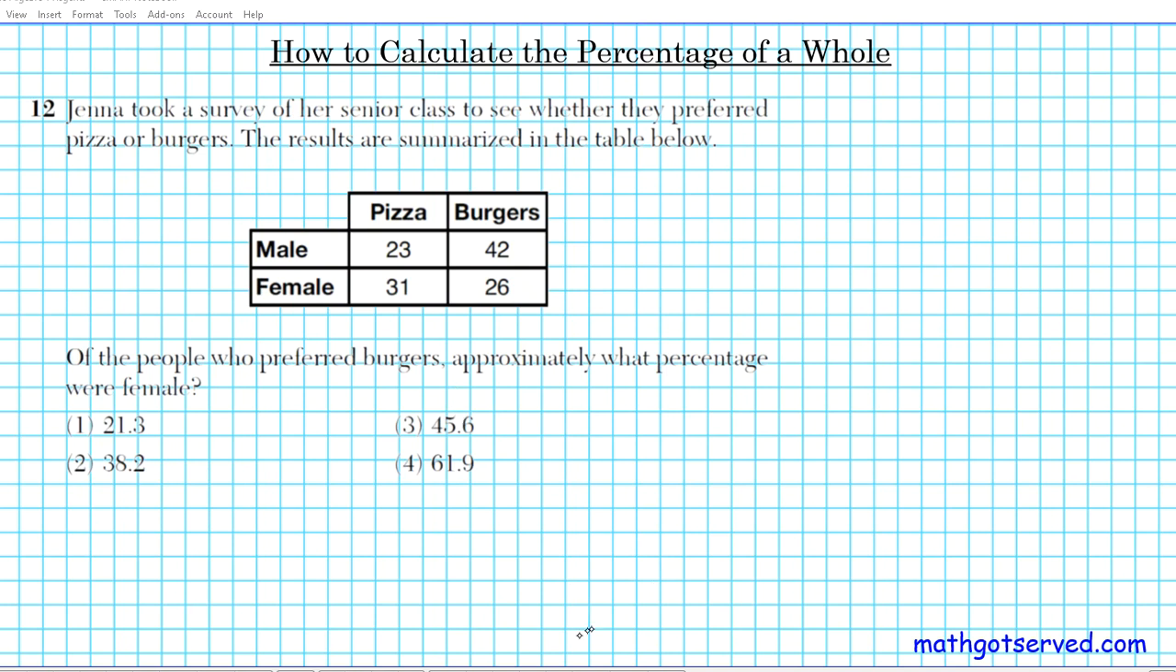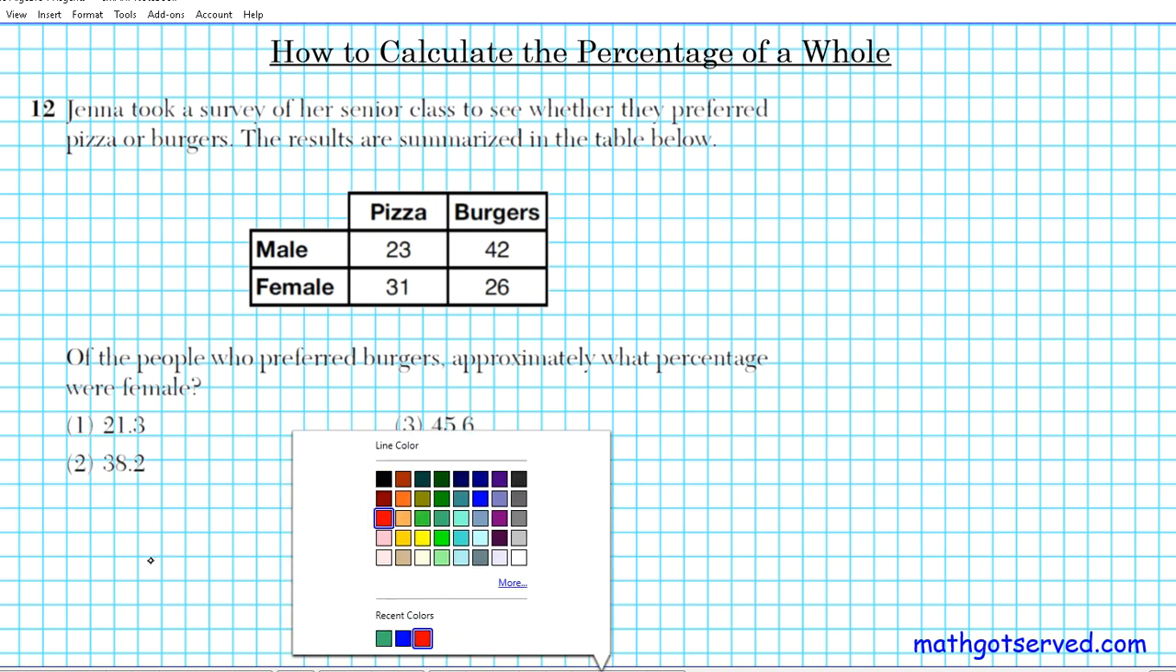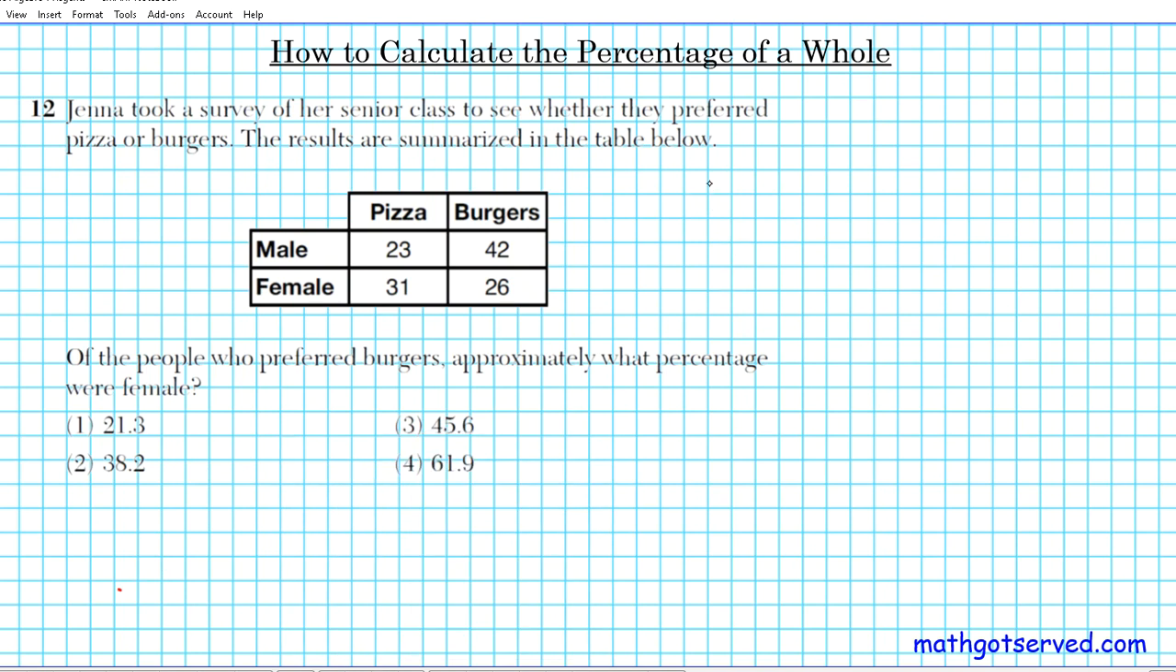Before we get started with this problem, let's go over what the formula for calculating the percentage of a whole is. The percentage of a whole is given by the formula part divided by whole, multiplied by 100. This 100 component basically converts it to percent.